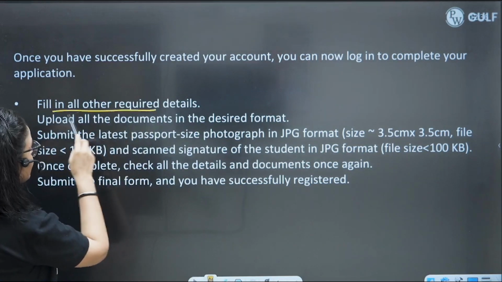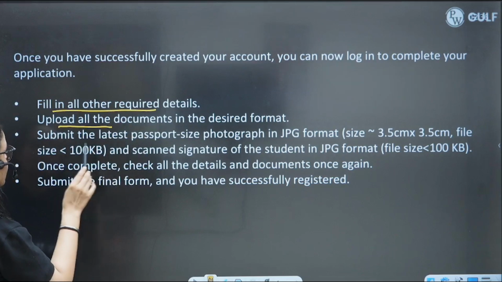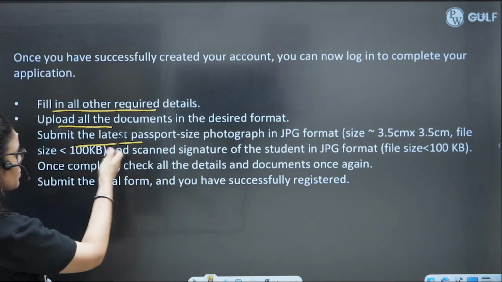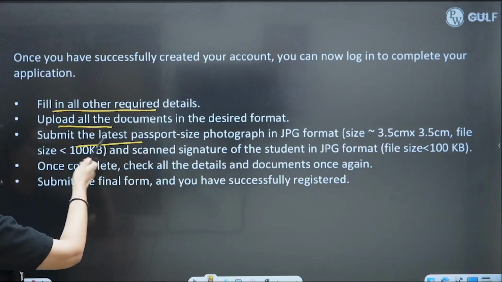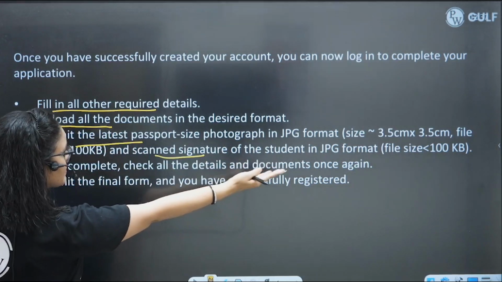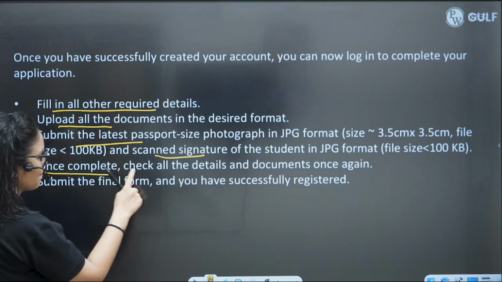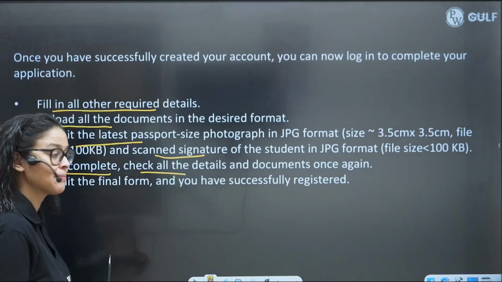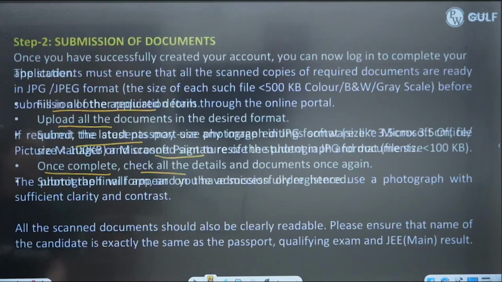Fill in all the required details and upload all the documents in the desired format. Latest passport size photo: this is the format that you have to follow. Scanned signature of the student: again, they have given the format. Once complete, check all the details and documents once again, and then submit it, because you cannot change anything after the submission is done.